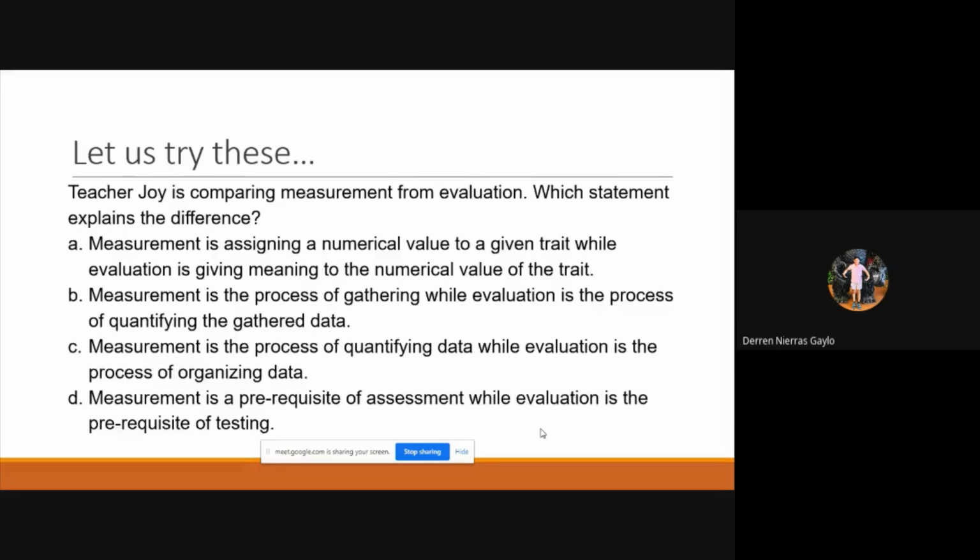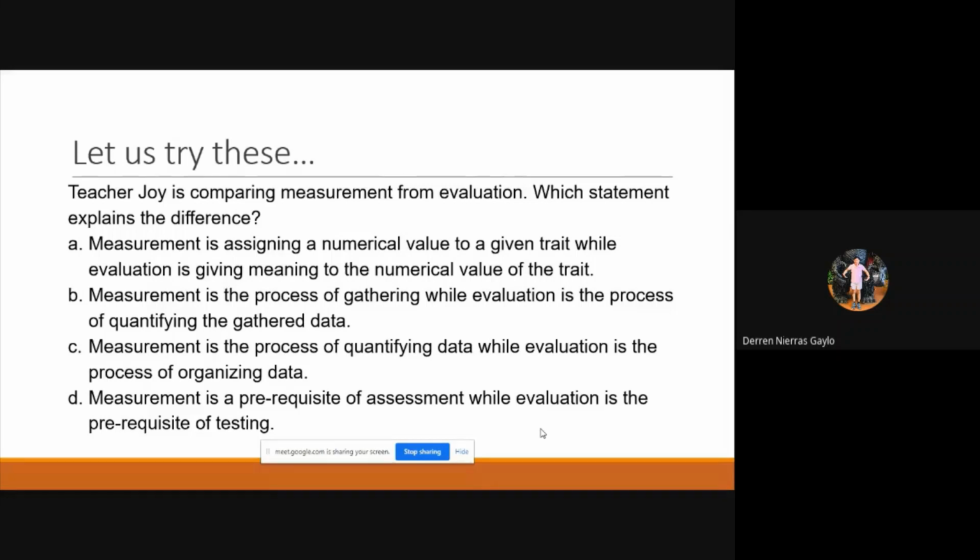Okay, how about this one? Teacher Joy is comparing measurement from evaluation. Which statement explains the difference? For this one, we can differentiate measurement from evaluation by the letter A. Measurement is assigning a numerical value to a given trait. So measurement is giving a score, while evaluation is giving meaning to the score that the student got.